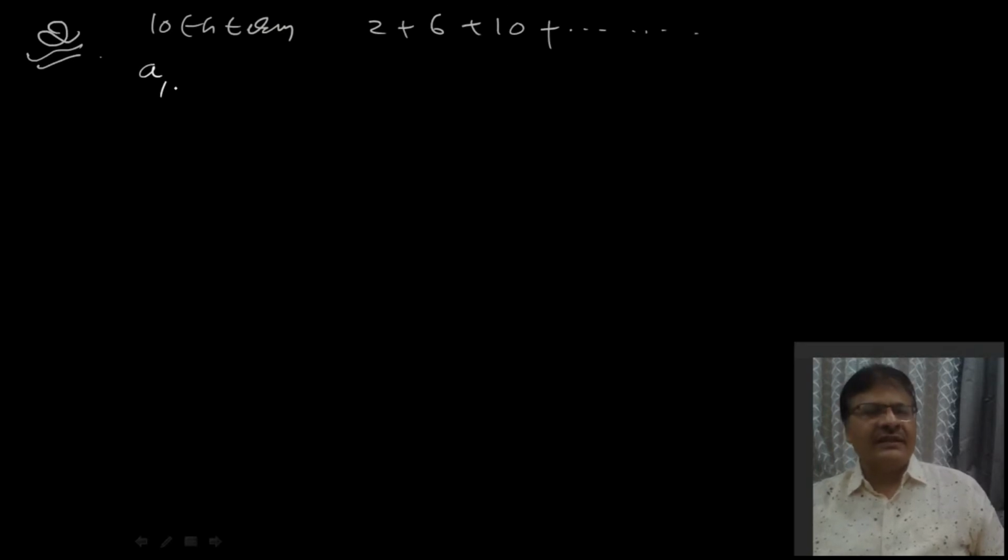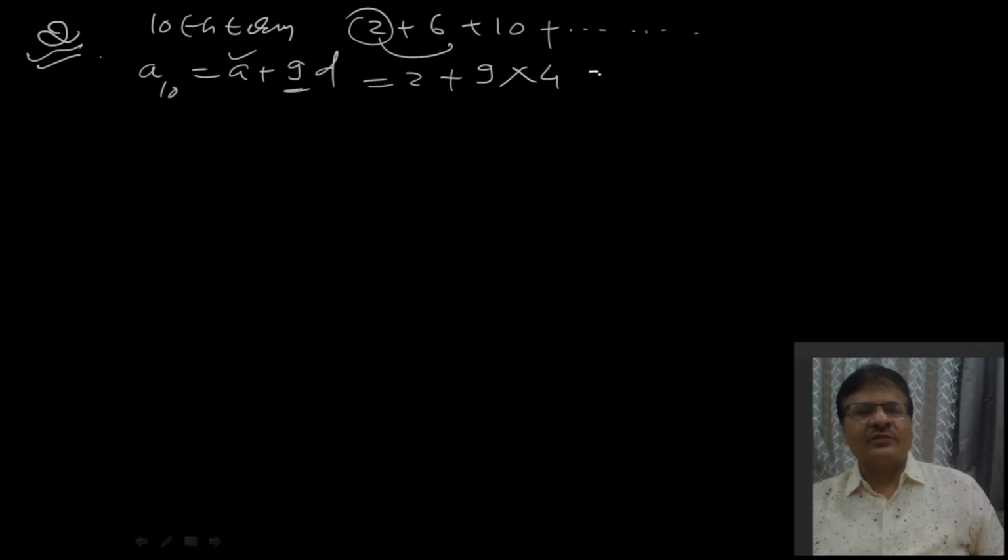Now I take some questions related to this AP. So suppose you require the 10th term and the series is 2, 6 and 10. That is my series. As I told you, the 10th term means A10. A10 is what? A plus 9D, a plus n minus 1 into d. This is the formula. A means what? First term, which is 2, plus 9 into common difference, 2, 6, common difference is 4. So 9 4s are 36 plus 2, that is 38. That is my answer. So that is the 10th term.